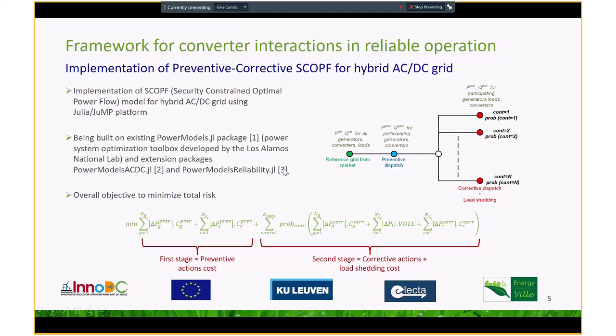Thus, the objective, as mentioned earlier, is to minimize the total risk, which is a sum of the first stage or preventive actions cost, as well as the second stage risk, which is the probability times the corrective actions cost and the load shedding cost.